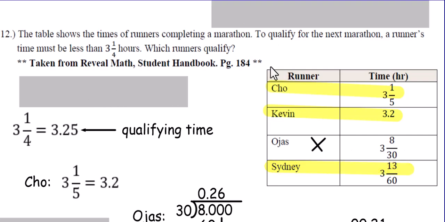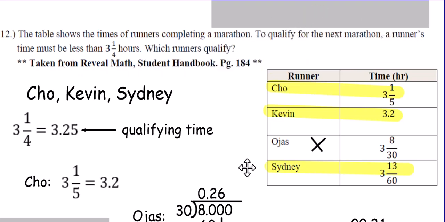And I did list the 3 people who qualified. That would be Cho, Kevin, and Sydney. Once I get this out of the way here, Cho, Kevin, and Sydney are going to be my 3 qualifiers.